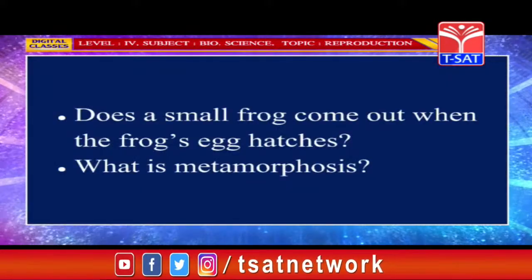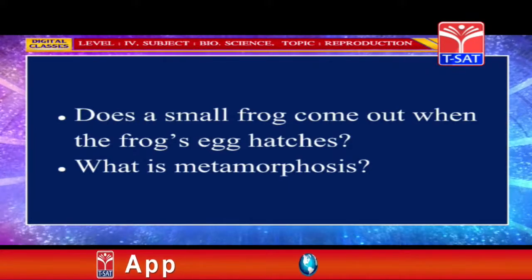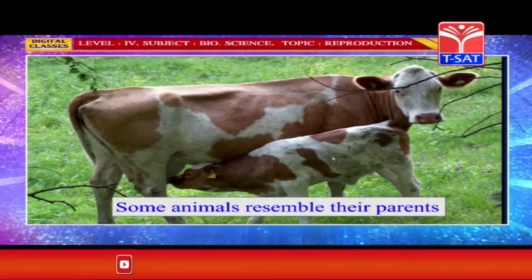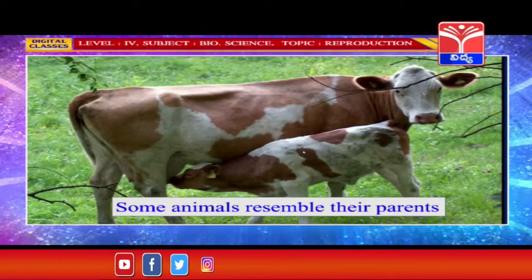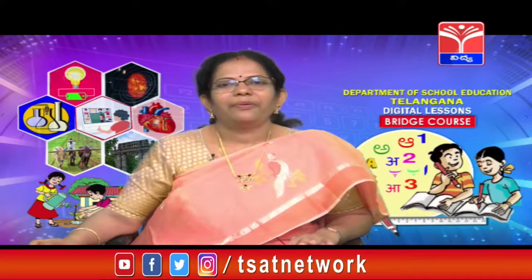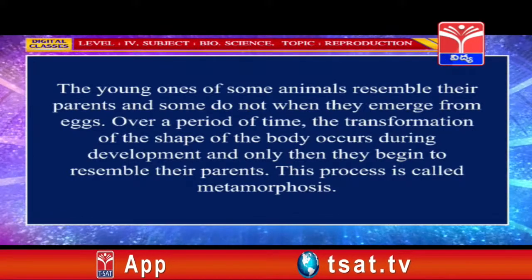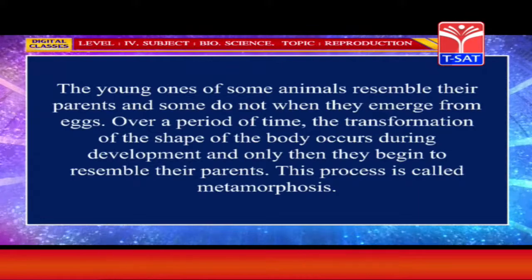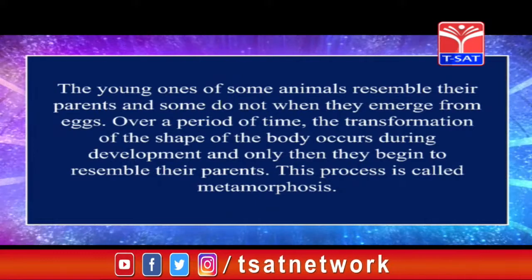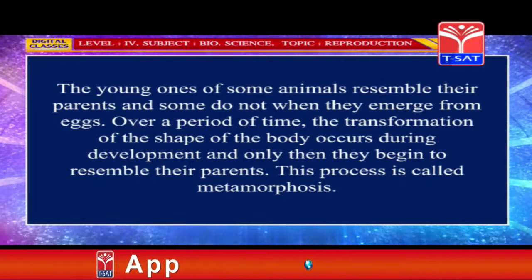Does a small frog come out when the frog's egg hatches? What is metamorphosis? The young ones of some animals resemble their parents. Look at this picture carefully, students, and they look alike. They resemble their parents, but in some animals they do not. The young ones of some animals resemble their parents and some do not when they emerge from their eggs. Over a period of time, the transformation of the shape of the body occurs during development, and only then they begin to resemble their parents. This process is called metamorphosis.